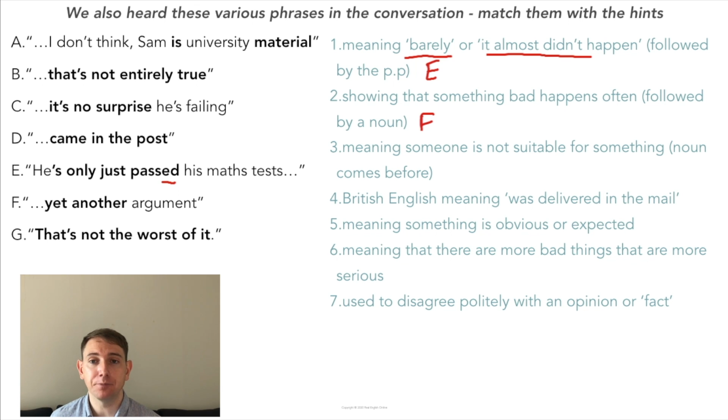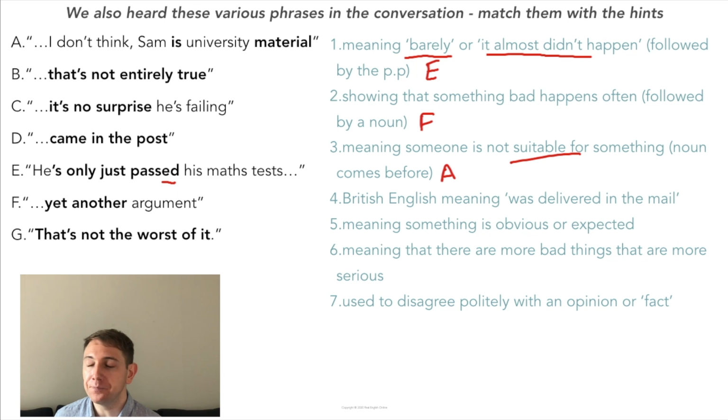It happened again. The third one, someone is not suitable for something, and a noun often comes before. For this one, I'd say it's A. I don't think Sam is university material. I don't think it's suitable for him. He's not the sort of person who should go to university. He's not university material. Now, we could use that for other things.